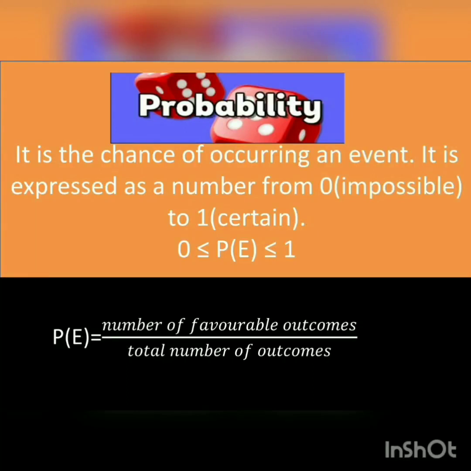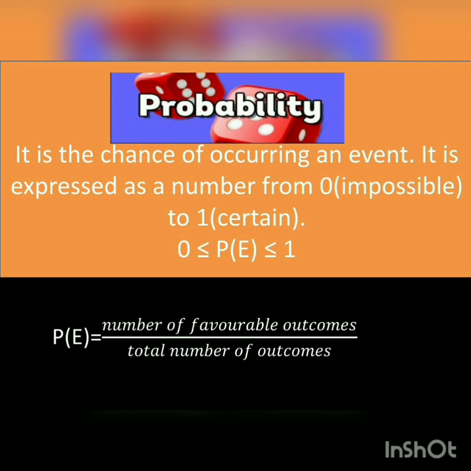Dear students, we have already started this chapter. Let's recapitulate probability again. It is the chance of an event occurring, and it always lies between 0 to 1. It should not be less than 0 and it should not be more than 1. Okay, 0 and 1 are included here.